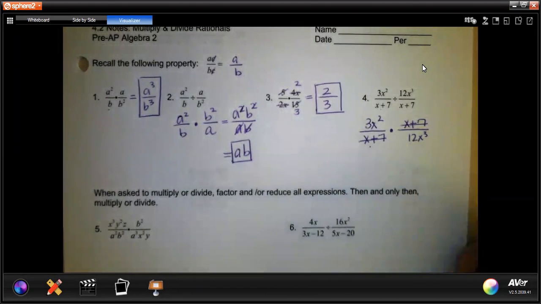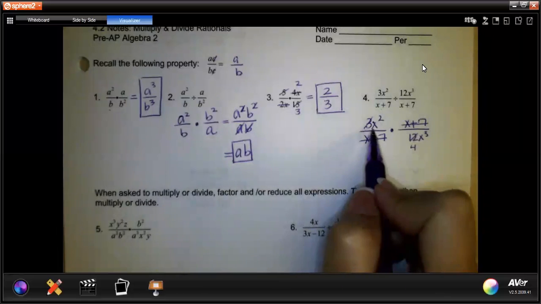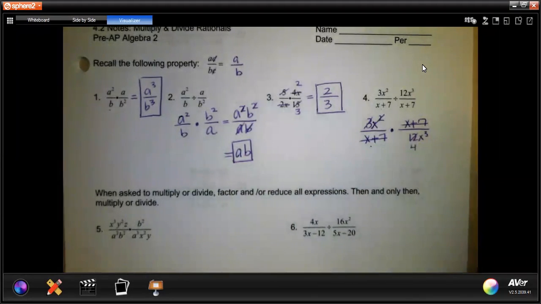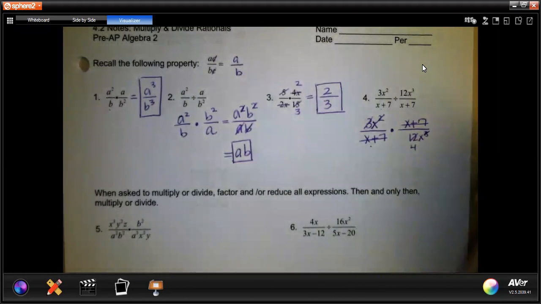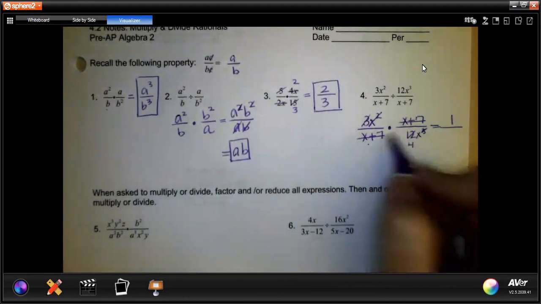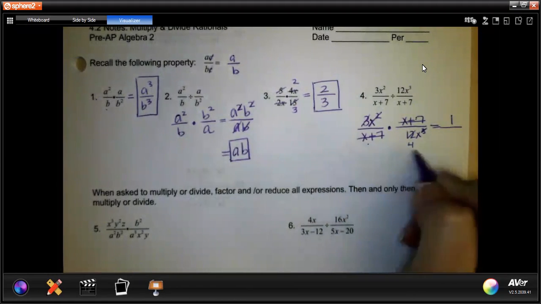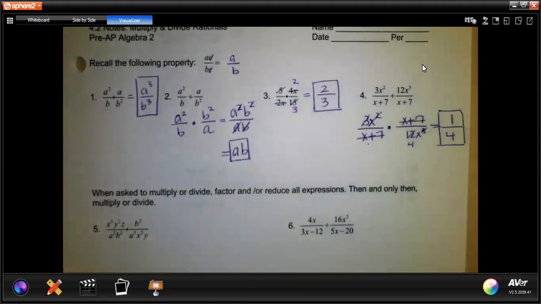We can reduce our numbers here as well. 3 goes into 12 4 times. And then you've got 2 x's up on top and 3 x's on the bottom. So we can cancel out this x squared, and you can cancel out 2 of those, leaving just 1 x on the bottom. Since there's nothing left on the top, we know that's a 1, because anything divided by itself is 1. So that's what we have left. On the bottom here, the 1 times 4 gives us 4. So we get 1/4.